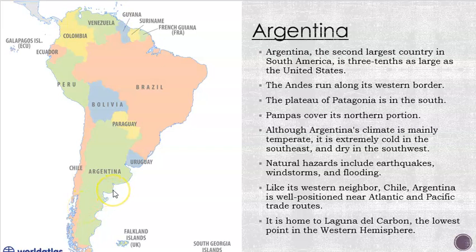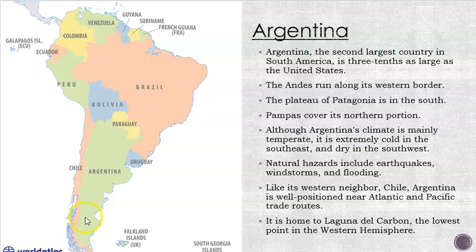Pampas covers its northern region in Argentina. Although Argentina's climate is mainly temperate, it's extremely cold in the southeast and dry in the southwest. So the reason why it's getting cold is because we're getting closer and closer to the Arctic and farther away from the equator.